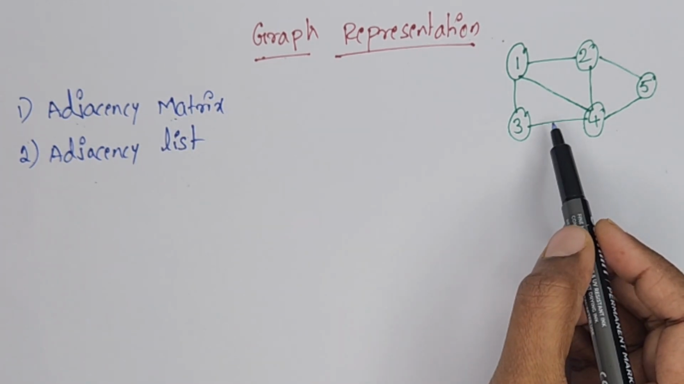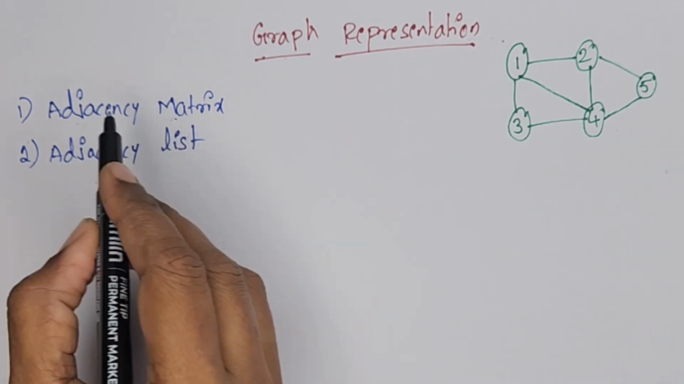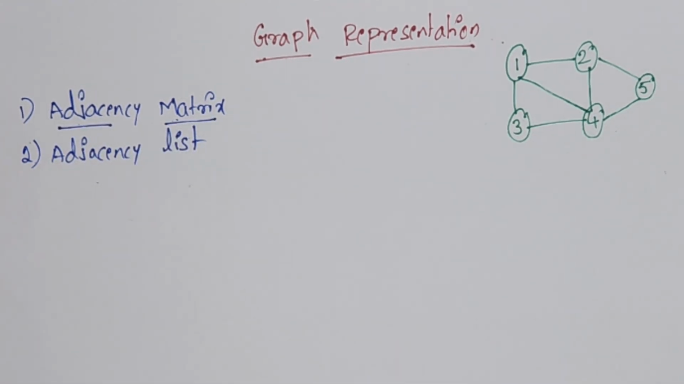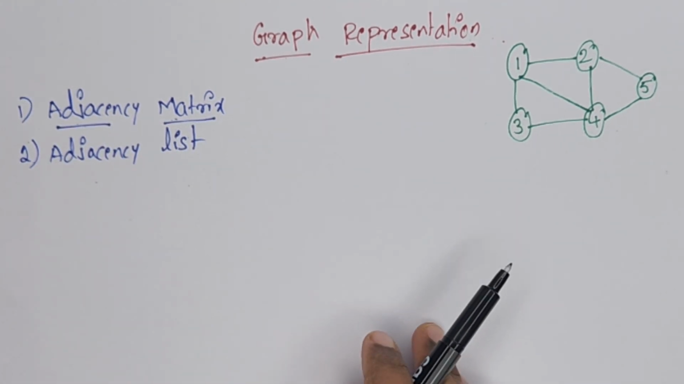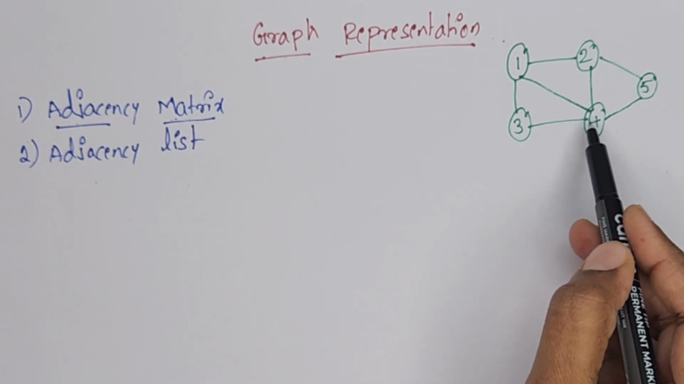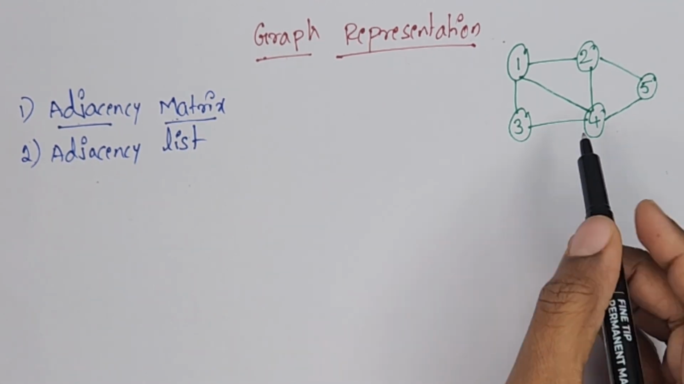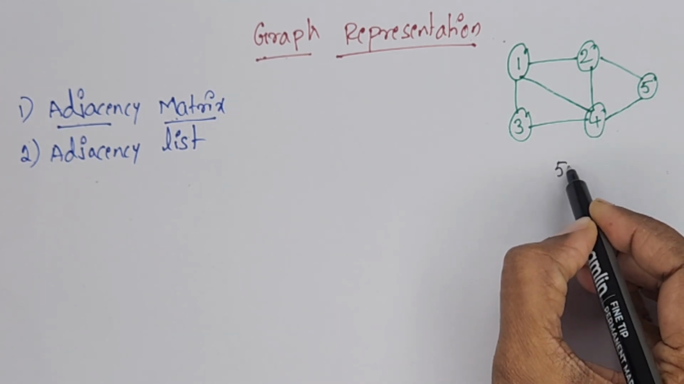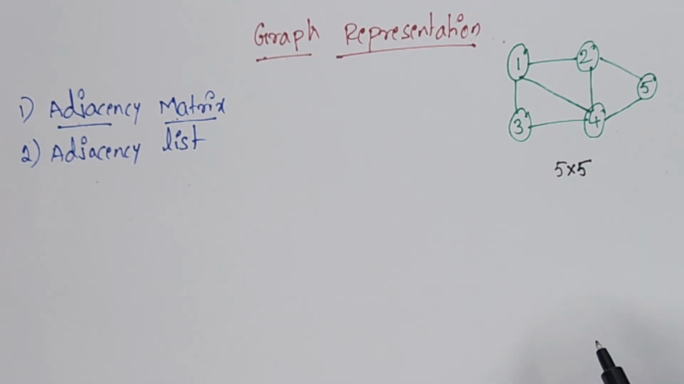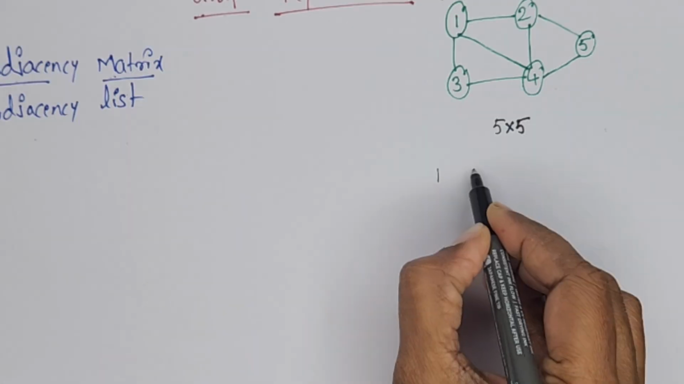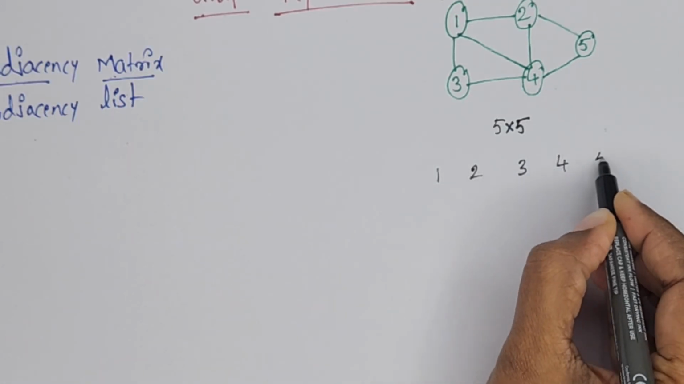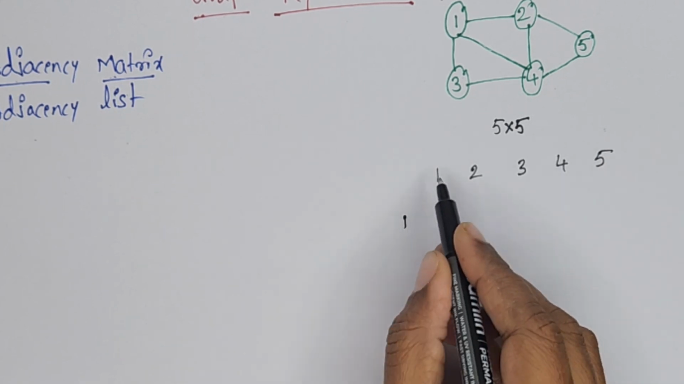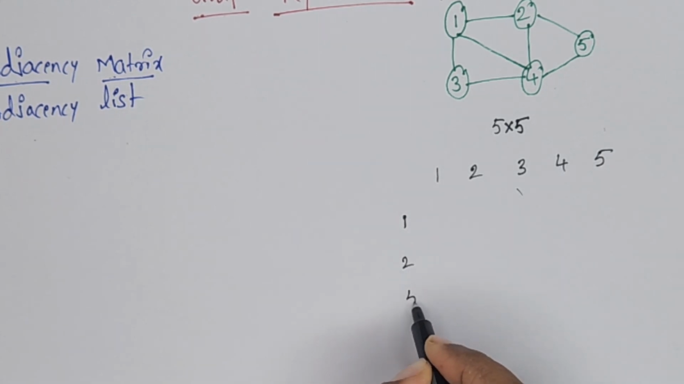We'll see how to represent this graph with the help of adjacency matrix. The first method, adjacency matrix. Adjacency matrix means in matrix format. With the help of matrix, we can represent this graph. In this example, the number of vertices are 5, so we have to create a 5 by 5 matrix. Total 5 vertices are there, so number of rows are 5 and number of columns also 5.